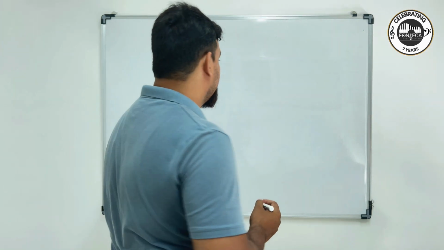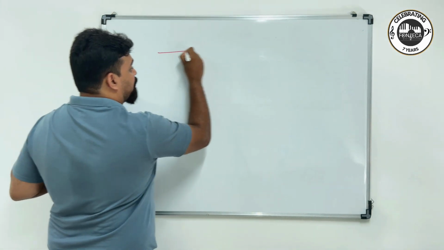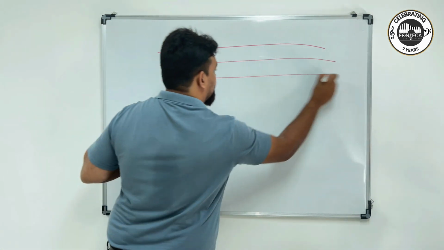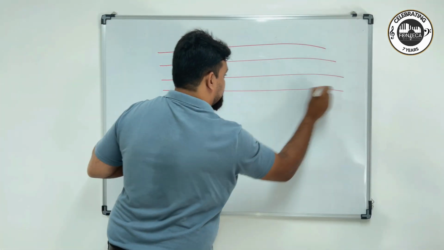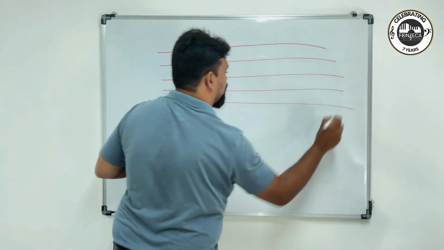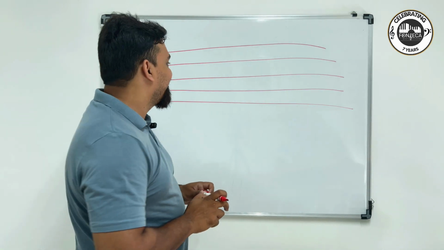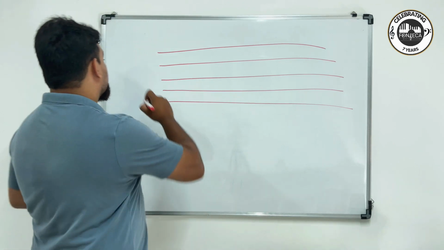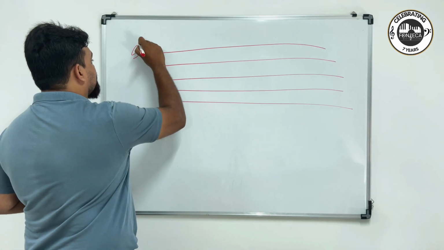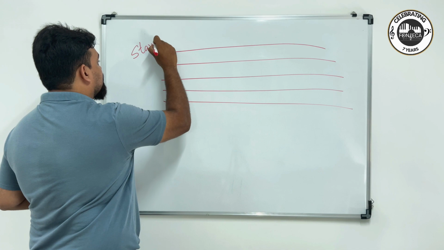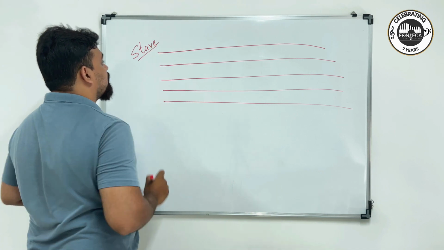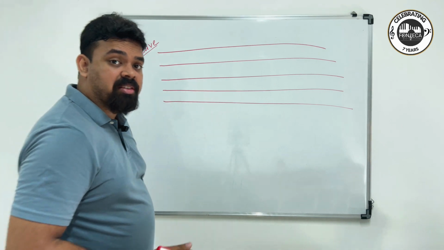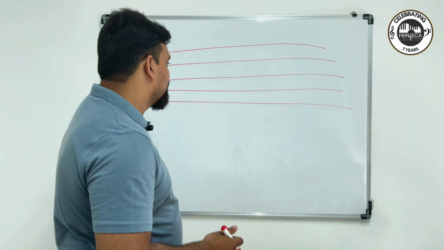Music is written on a sheet of 5 lines. So let's just suppose these are my 5 lines, although my drawing is not that great. These 5 lines together are called a stave. So a stave is a set of 5 lines on which we write our music.